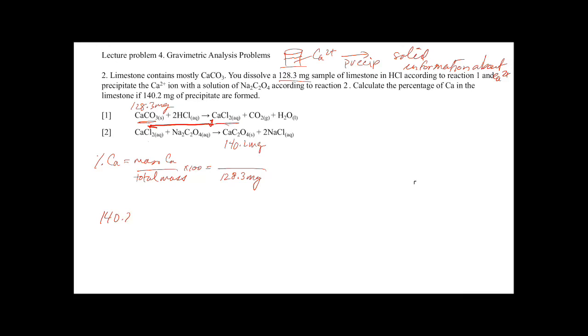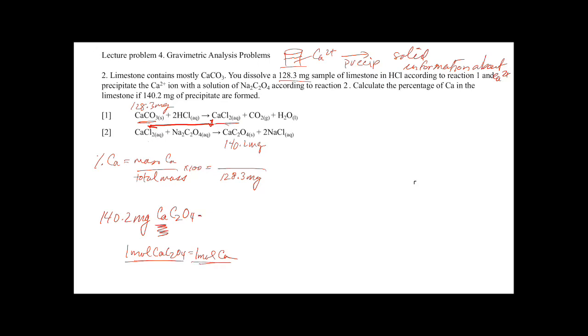So we get 140.2 milligrams of the calcium oxalate, CaC2O4, and built into this precipitate is the fact that for every 1 mole of CaC2O4, that's going to equal 1 mole of calcium. So for this particular problem, we're going to be using this precipitate to get information about the amount of calcium that's in the calcium oxalate. So if we can get to the number of moles of the calcium oxalate, we can then get to the number of moles of calcium.